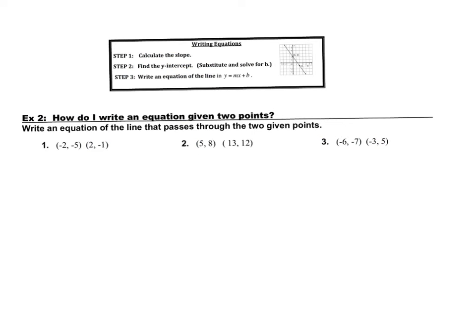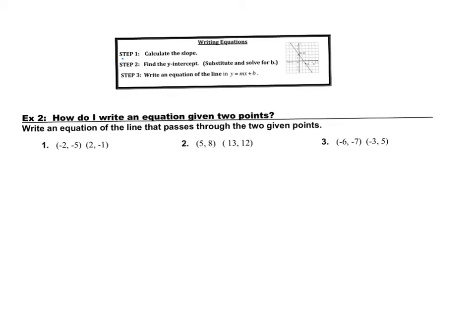So example 2, how do I write an equation given 2 points? So we have the points (-2, -5) and (2, -1). So again, our first step is always going to be to calculate the slope. So let's find our slope. We have x1, y1, x2, y2. And remember, the slope formula is y2 minus y1 all over x2 minus x1. All right, so let's start with that.